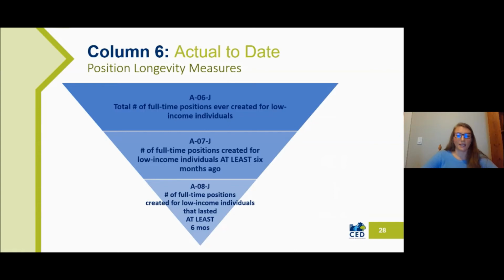AO7J is a subset of those because it only counts the full-time positions that were created at least 6 months ago and does not count the ones that were created within the last 6 months. And then AO8J is a subset of AO7 because it looks at the full-time positions that were created at least 6 months ago and then only counts the ones that have lasted more than 6 months. So same kind of visual representation. I know this is a tricky indicator and we get a lot of questions about it. So as you're reporting, refer back to this presentation to differentiate between what you should be reporting on.